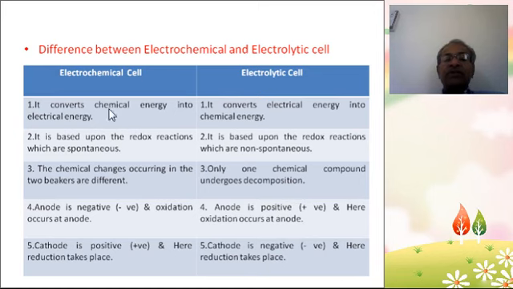The major difference between the electrochemical and the electrolytic cell is that the anode is negative in electrochemical cell where the oxidation occurs, and in electrolytic cell the anode is positive where the oxidation occurs. In electrochemical cell, the cathode is the positively charged electrode, and in electrolytic cell the cathode is the negatively charged electrode. Though the signs are different in both the cells, reduction always occurs at the cathode.